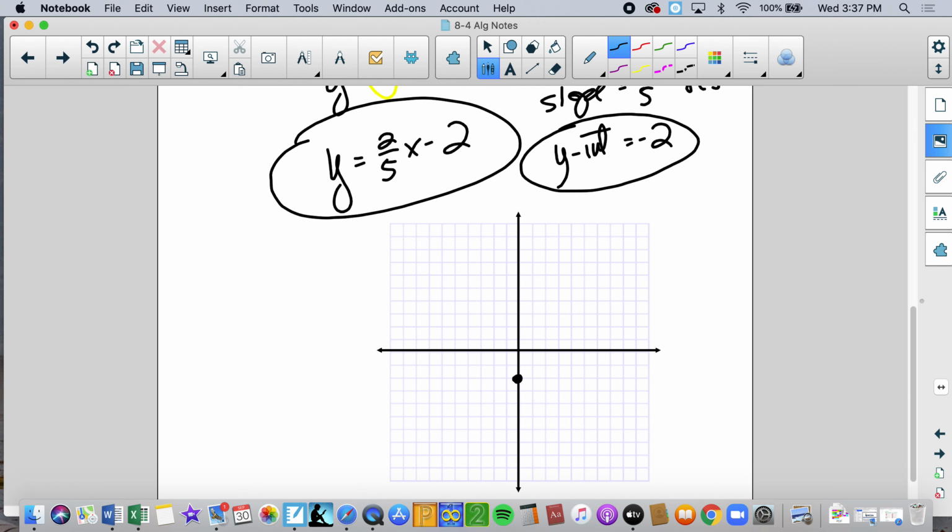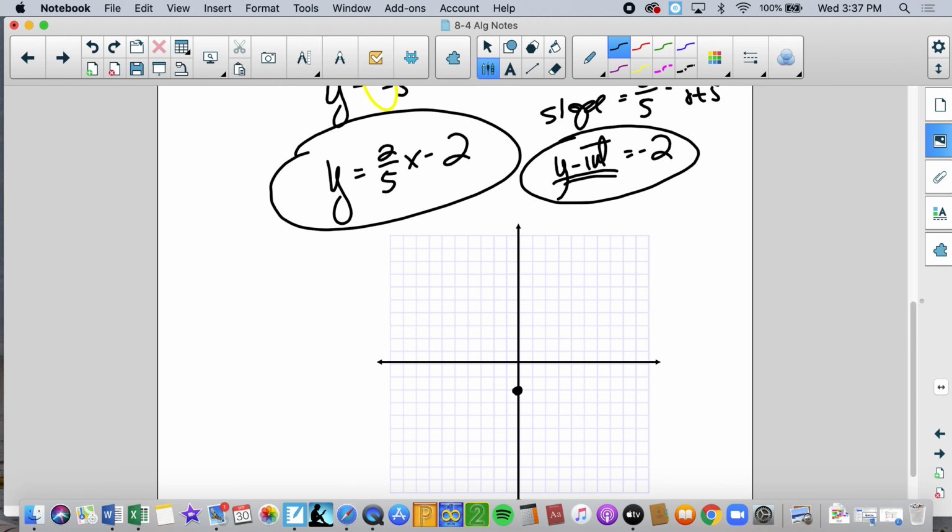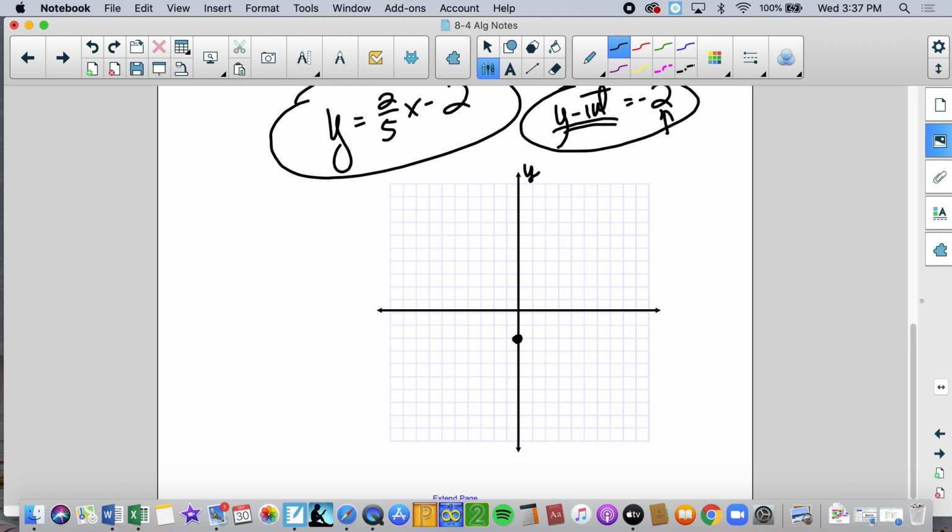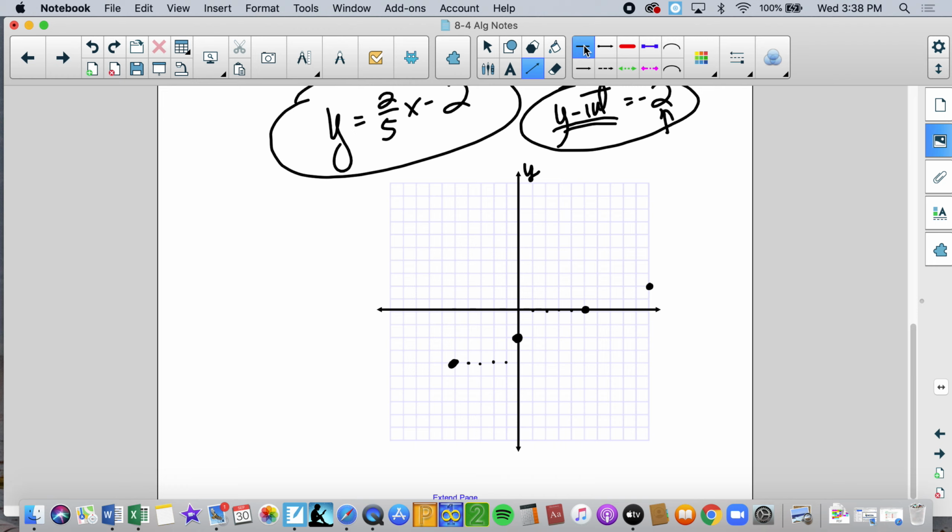I know this line crosses the y-axis at -2. So here's my y-axis, here's -2. Now I can use my slope, up 2, right 5: 1, 2, 3, 4, 5. I make a dot. Up 2, 1, 2, 3, 4, 5. If I wanted to reverse it, I would go down 2, left 5. And notice it would still be in that straight line. Still be okay, and I'd be able to represent the graph.